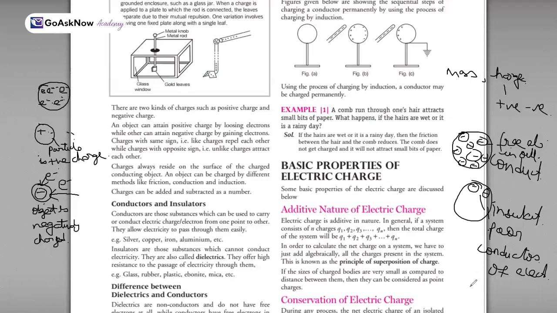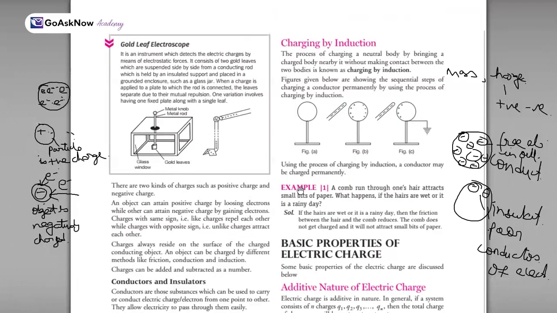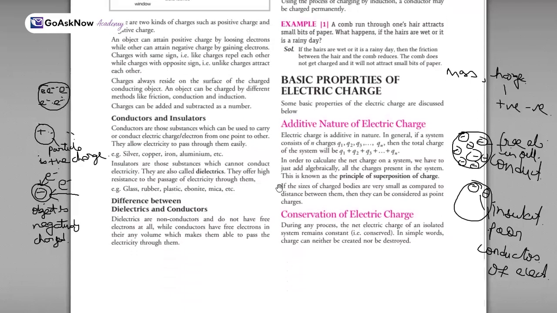Okay. So dielectrics don't have free electrons inside them, and conductors, as you already know, have free electrons. Okay.